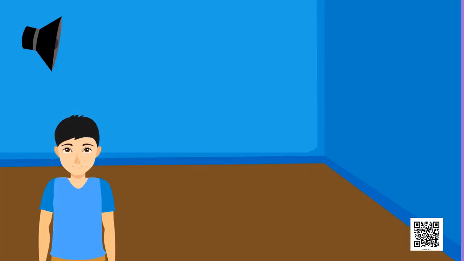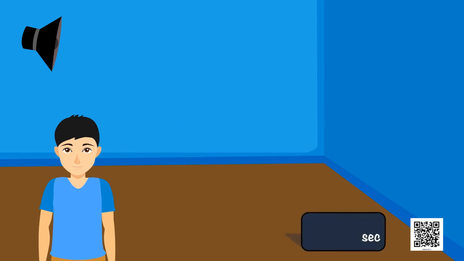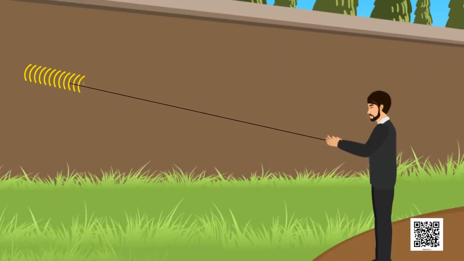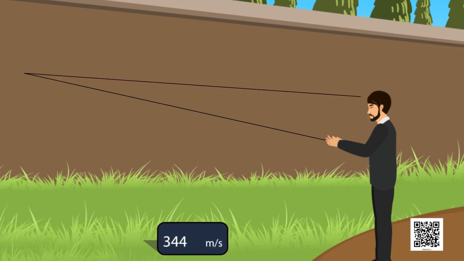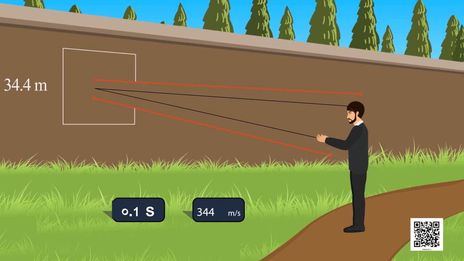To hear a distinct echo, the time interval between the original sound and the reflected one must be at least 0.1 second. If we take the speed of sound to be 344 meter per second, the sound must go to the obstacle and reach back the ear of the listener on reflection after 0.1 seconds.